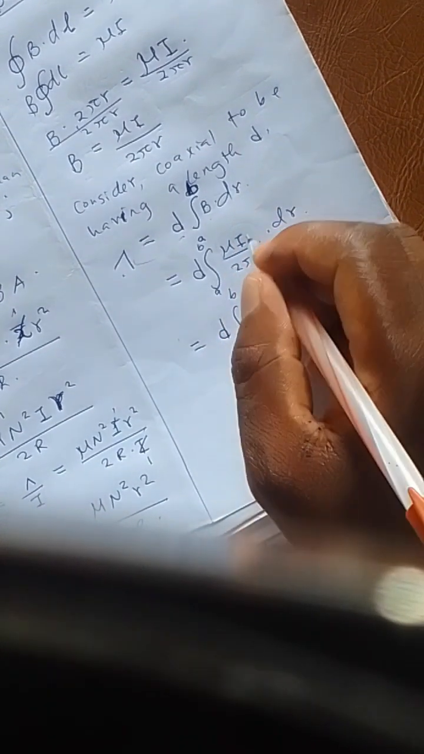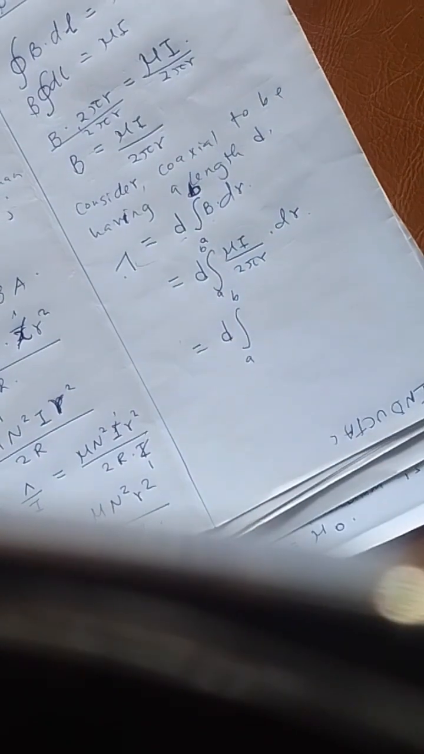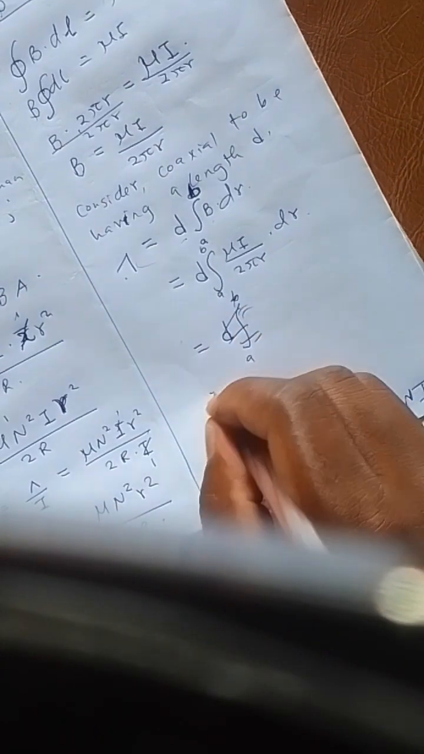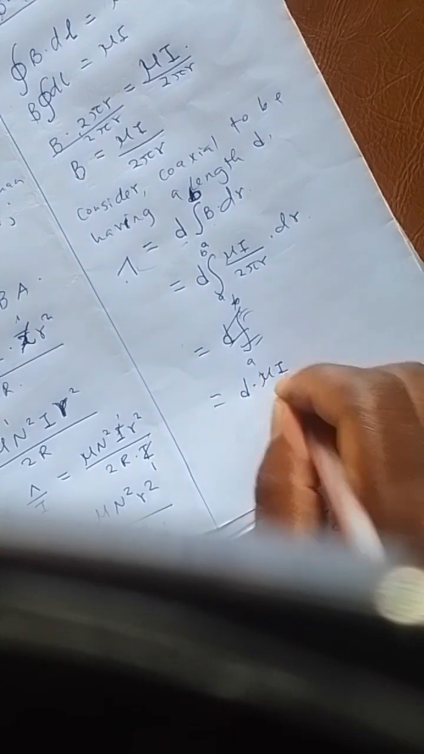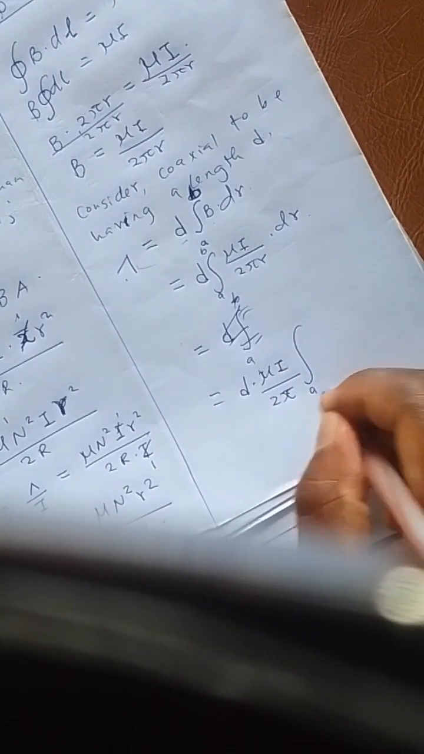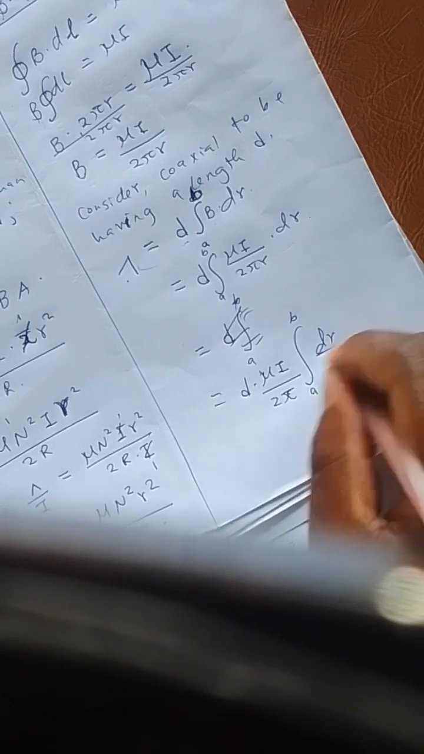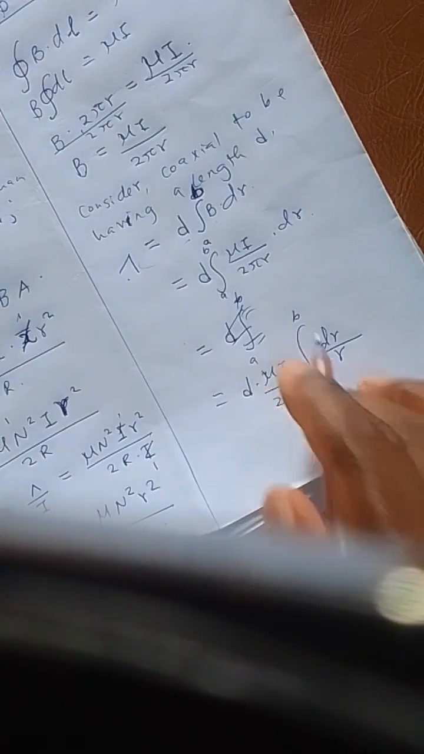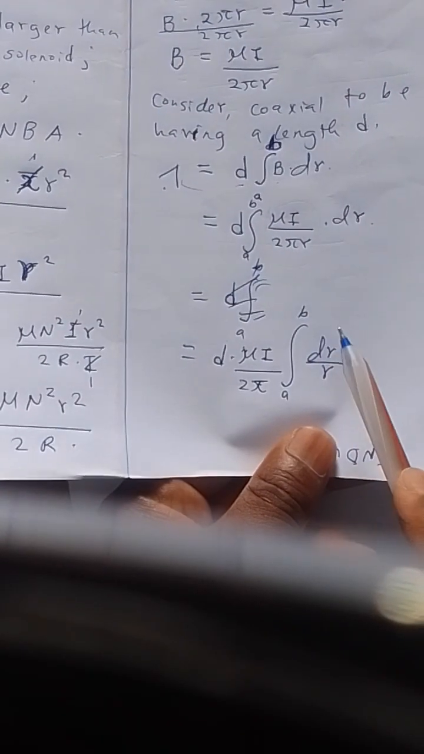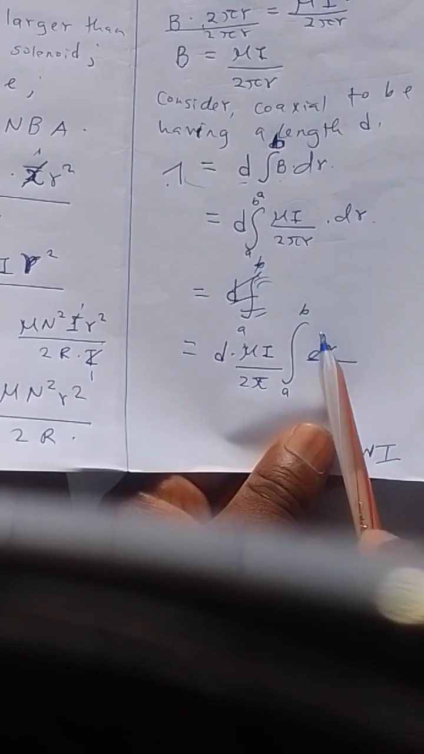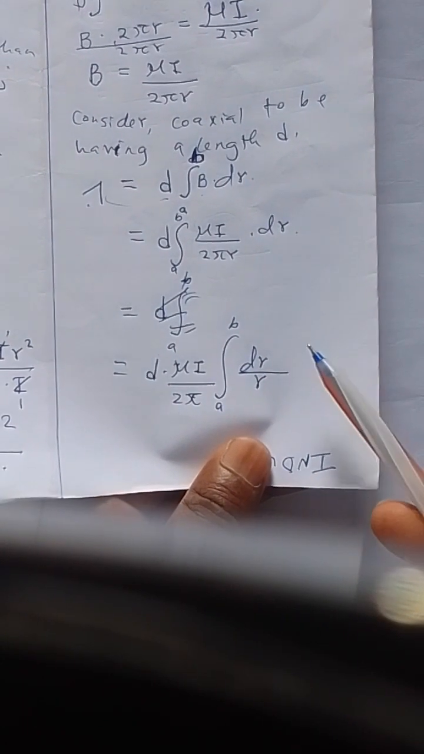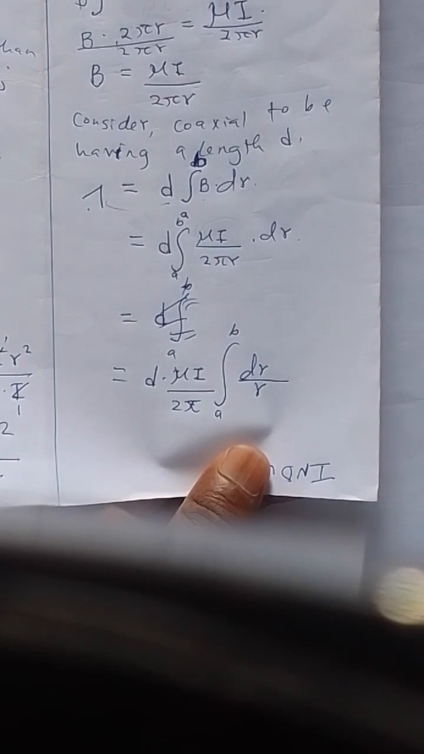Now this part here is constant. Remember, mu, the current, and the 2 pi are constant, so we can bring them outside. So d times mu I over 2 pi, times the integral from a to b of dr over r. Now we continue. When we work out this part, we will see that it is 1 over r, and the integral of 1 over r is ln of r.